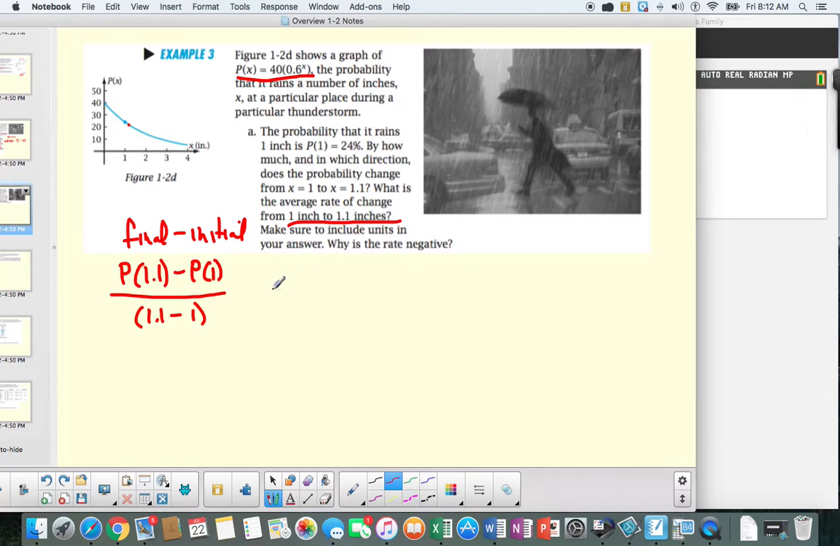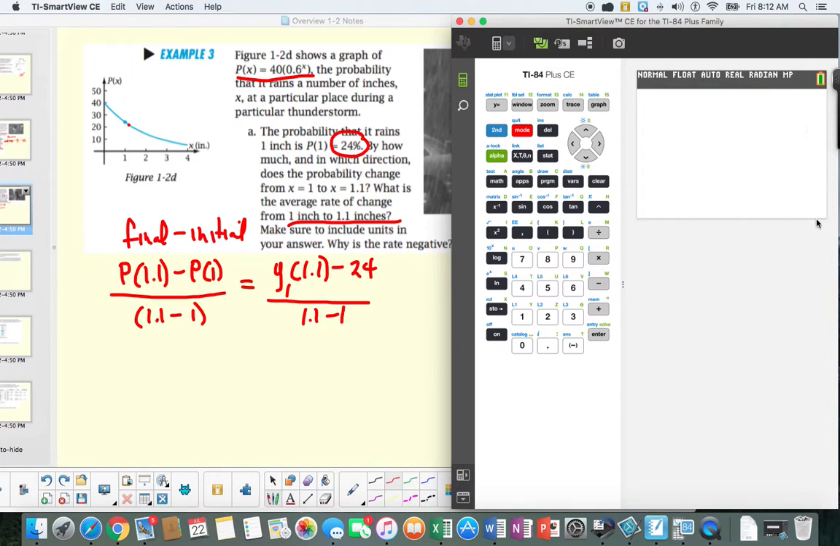Now we're going to put this in our calculator. So on our calculator, I'm going to put it in y sub 1, and it's going to look more like this. Now I know P sub 1 they told us was 24, so I can just write 24 here, all over 1.1 minus 1. All right, so let's go over to our calculator, and notice in y equals, I've already put the function. Disregard y sub 2, we're going to use that later.